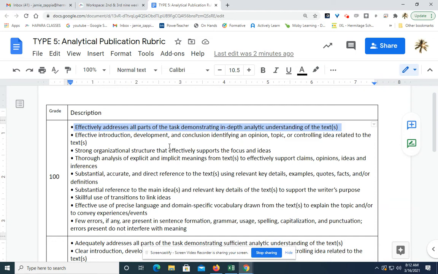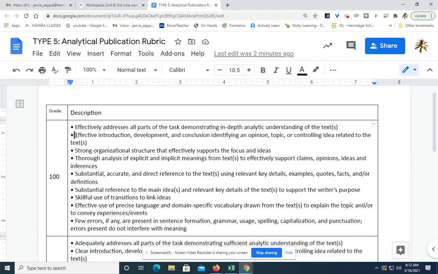So I would suggest if you're not sure that you understand what your prompt is, you probably shouldn't be using that for your analysis selection. You need to understand the prompt so that you're responding to the prompt appropriately and with a lot of depth and detail. Because if it's off task, in other words, off prompt, it doesn't matter how beautiful a piece of writing it is, it's going to get a 74 because it's off task.